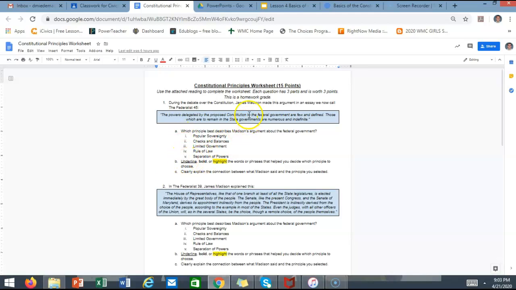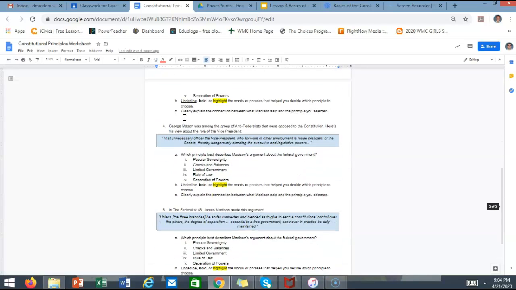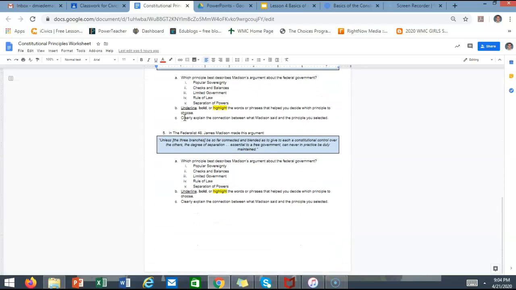So explain how what this quote says is an example of one of these principles. So explain 1, what the principle is, and then 2, how you can see it in the quote. Connect the dots between A and B. Give a full explanation for that. I don't need sentences, I just need a complete answer. So there are 5 different quotes. Make sure you do A, B, and C for all 5.